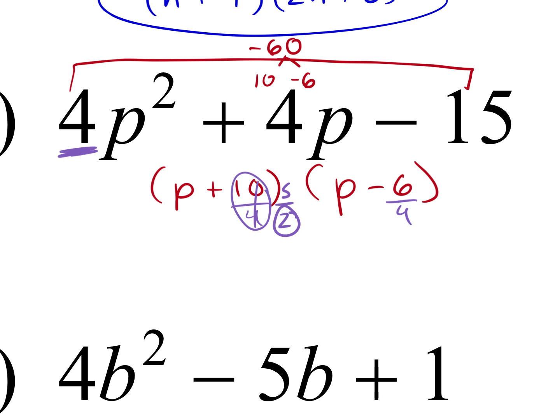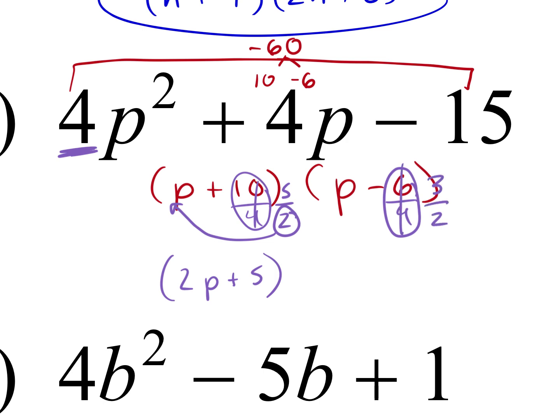Now what do I do with the 2? Put it in front of the p. So 2p plus 5. And do the same thing with the second fraction. Can I simplify 6 over 4? What does it simplify to? 3 over 2. So I take the 2, move it in front of the p, so it'd be 2p minus 3.